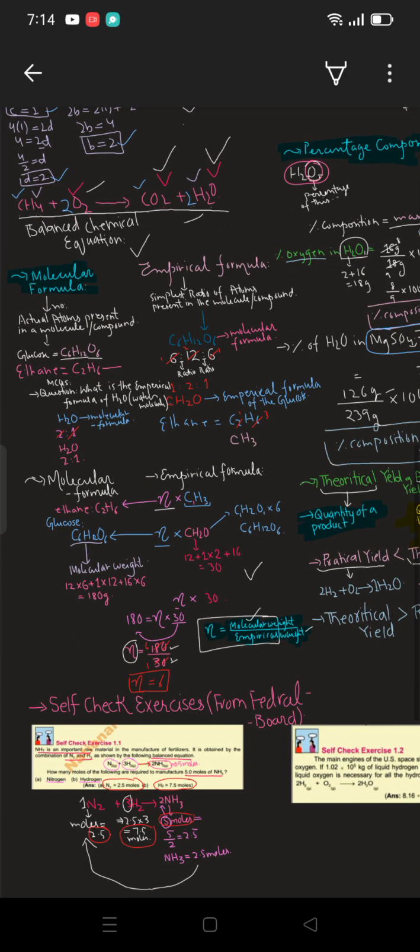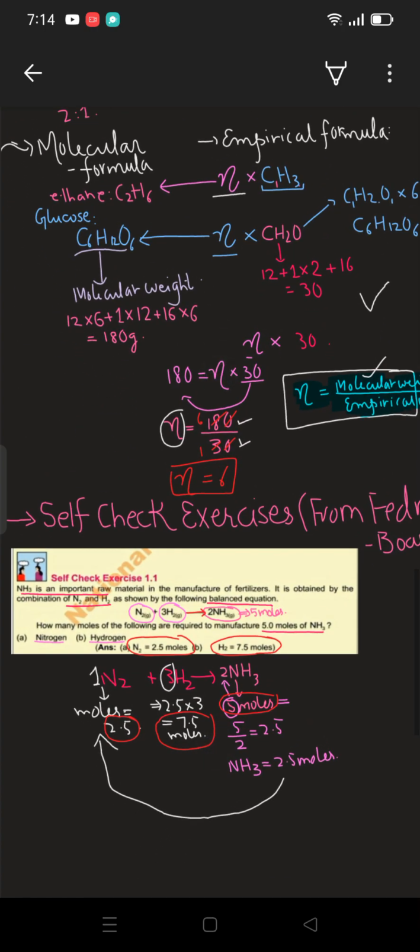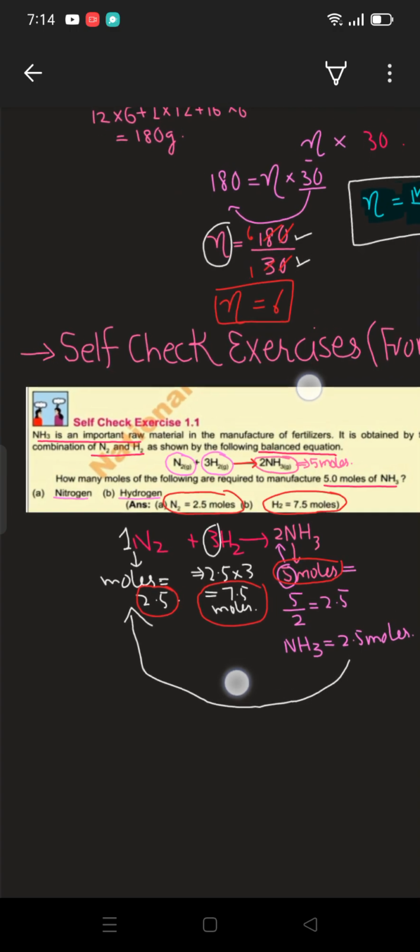Okay, so as in the last video, we have started solving the self-check exercises from the federal book, alright, and we of course solved the first exercise, which was 1.1 self-check exercise, right? Let me give you a revision of that in a very short interval of time, right?